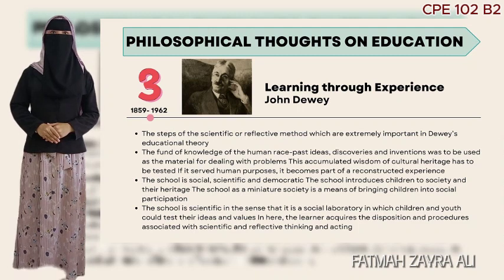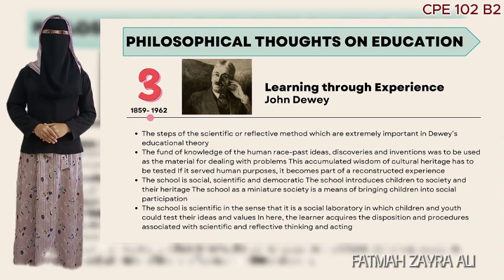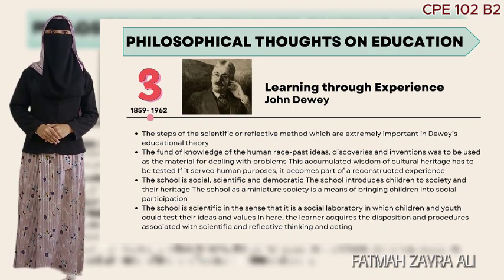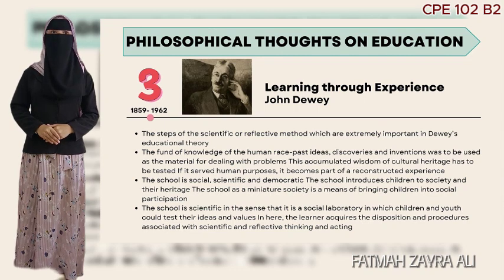The school is social, scientific, and democratic. The school introduces children to society and their heritage. The school as a miniature society is a means of bringing children into social participation. The school is scientific in the sense that it is a social laboratory in which children and youth could test their ideas and values. The learner acquires the disposition and procedures associated with scientific and reflective thinking and acting.